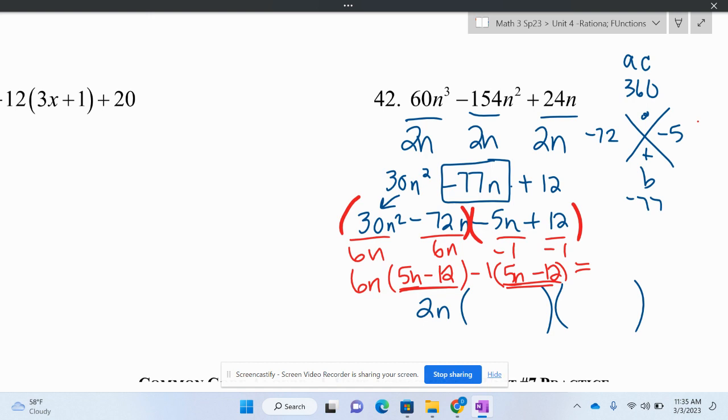So you take your copycat and you pull it out first, 5n minus 12. And then you look and say, what do I have left over? That gets put in the second parenthesis. Well, your leftovers, 6n minus 1. So this is number 42 factored all the way.